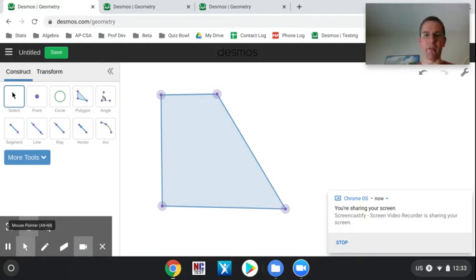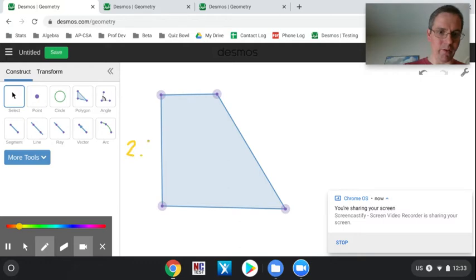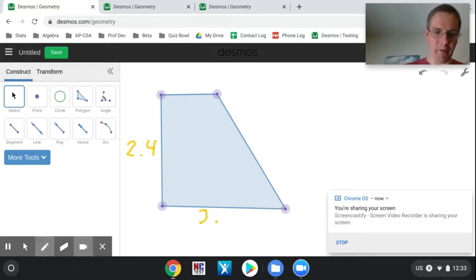I did not try to draw a 3D diagram here, but what I do have is a diagram of the base of this figure. The base is what would be parallel here. So let's see if we can write on this. This side, according to your book, is 2.4. This side on the bottom is 3.2. It does not give you this diagonal, but it tells you this is 1.6. And some of you might have recognized this as a trapezoid.